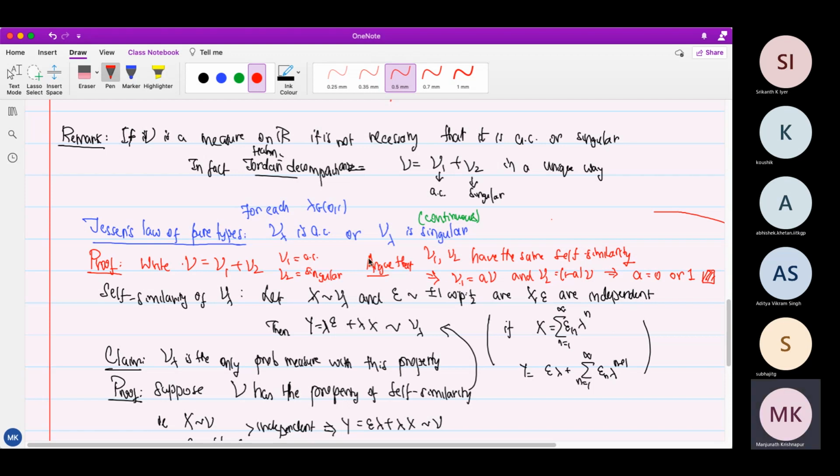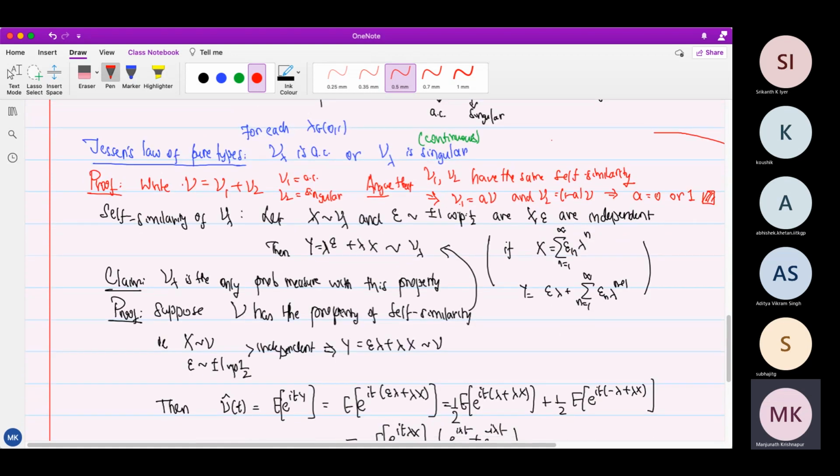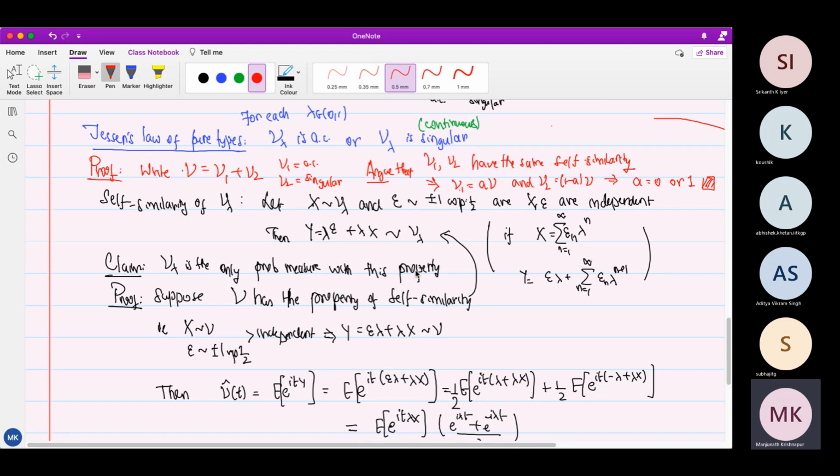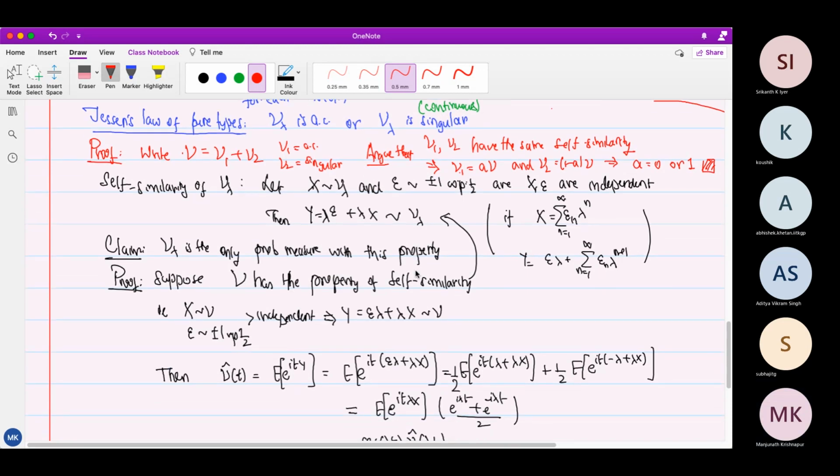So that's the modulo of this point, that the two components also must satisfy the same self-similarity. You get that from the self-similarity of nu itself. So there is no other measure with that. Okay. Any questions, comments so far?